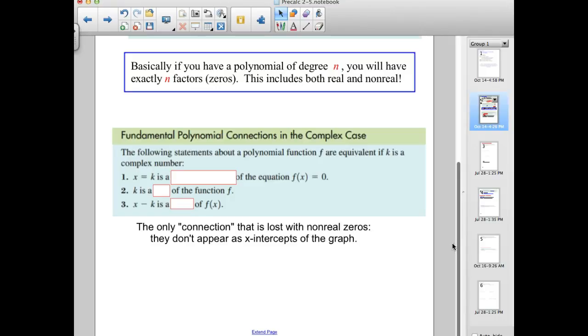All right, the fundamental polynomial connections when we talk about complex numbers. It says the following statements about a polynomial function f are equivalent if k is a complex number. X equals k is a solution or root to f of x being 0. K is a zero of the function, and x minus k is a factor of your function. The only thing that we can't say is they're X-intercepts. When we have complex numbers here, we can have some that do not show up as X-intercepts on our graph.